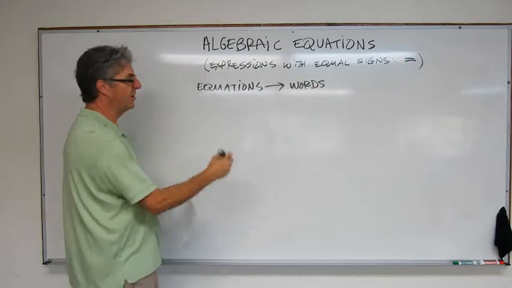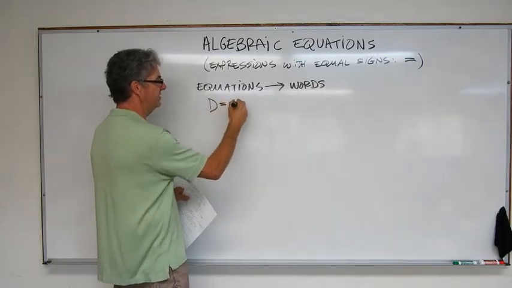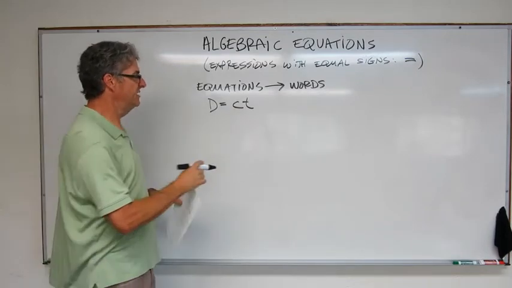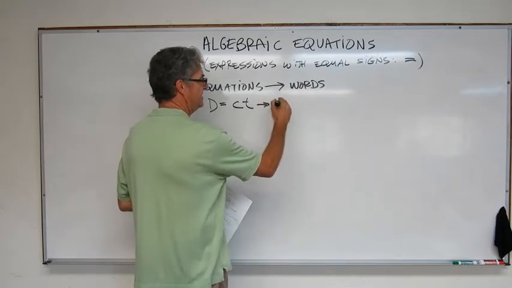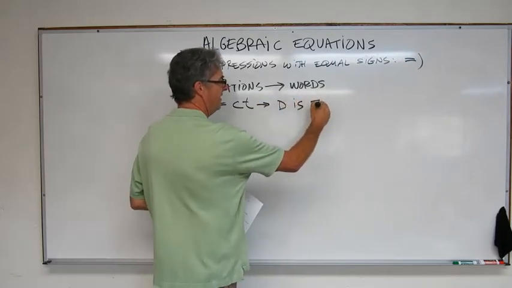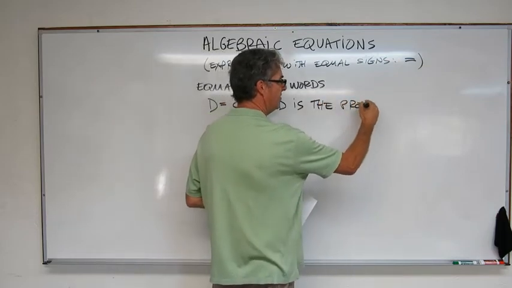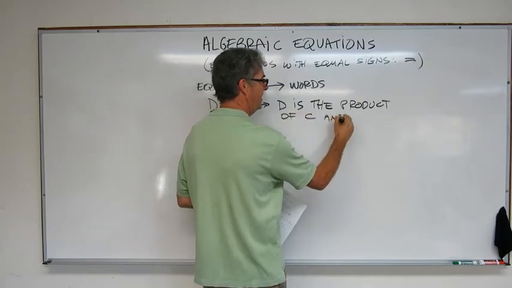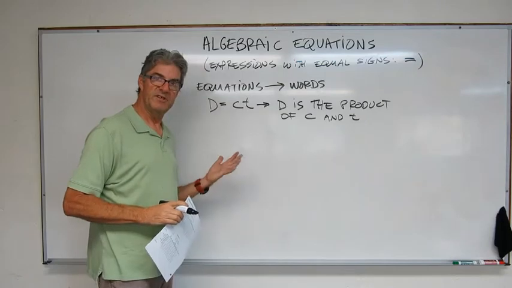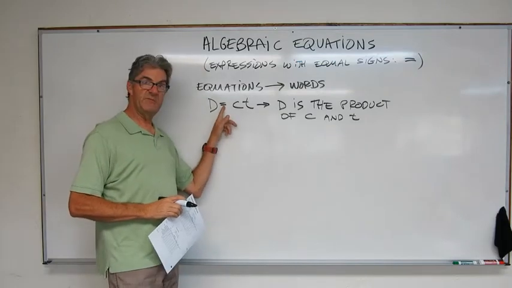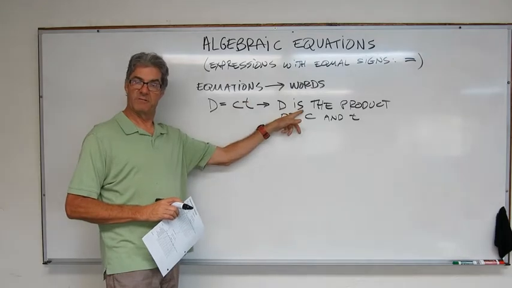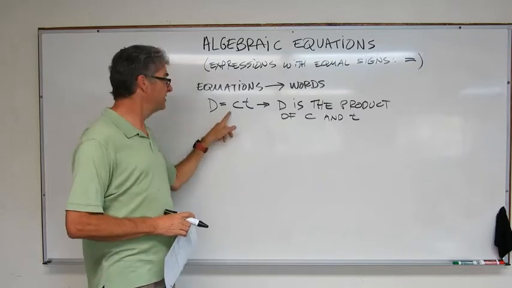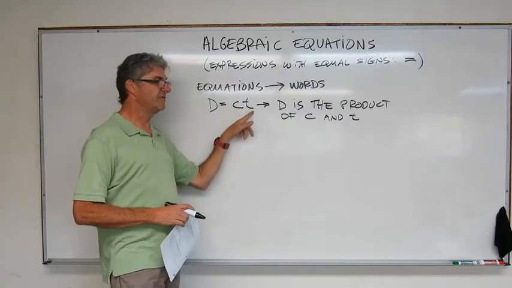Okay, let's give you one to start with. D equals CT. So that's how we would say it in math. And what that means is D is the product of C and T. Okay, pretty straightforward. Resist the temptation to put equals there. Okay? Equals in language is just is. It's a statement of what it is. That's what equals is. D equals, D is the product of C and T.